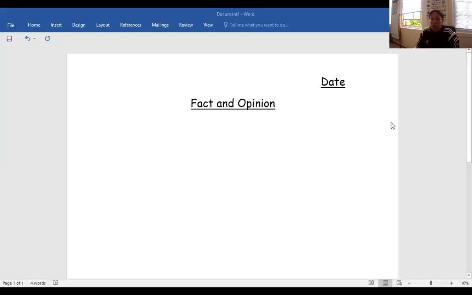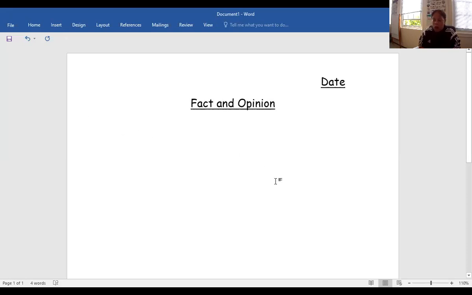Share my screen. Okay, so the first thing I want you to do is at the top of your page, write today's date. So whatever date it is for you, write today's date. And then I want you to write the title, fact and opinion. And remember, whenever you're taking notes, just put me on pause to give yourself enough time to take down the notes, and then we'll continue.